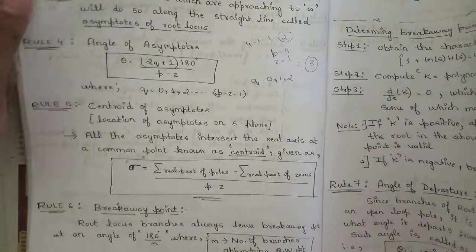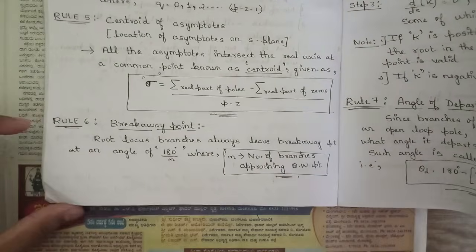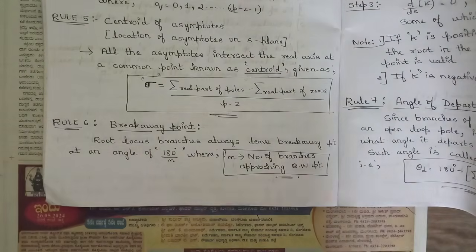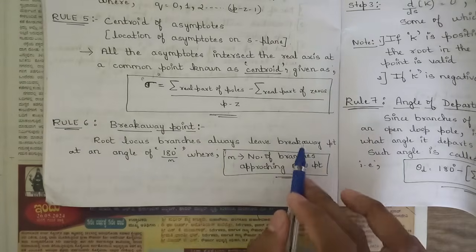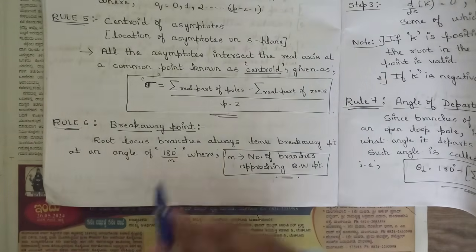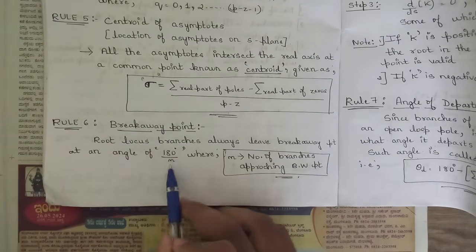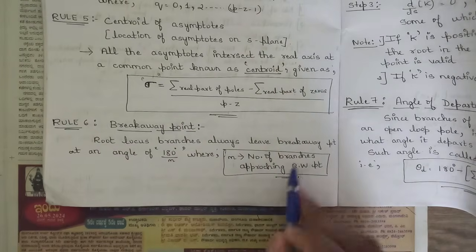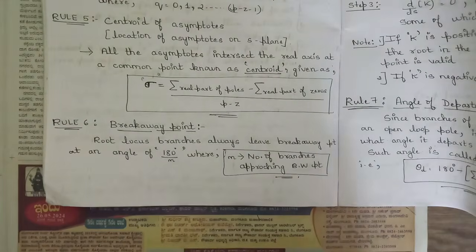Hope you are listening very carefully. So let's see rule 6 now, that is the breakaway point. Root locus branches always leave the breakaway point at an angle of 180 degrees divided by n, where n is the number of branches approaching the breakaway point. So this was all about the basic definition of the breakaway point.